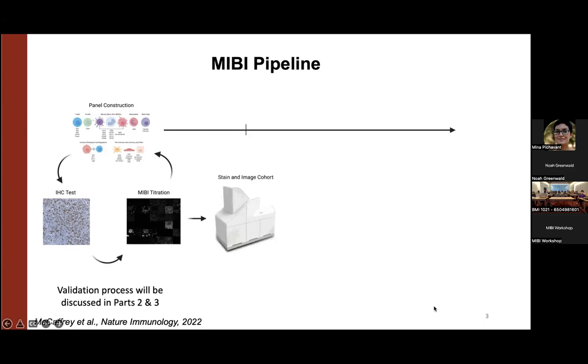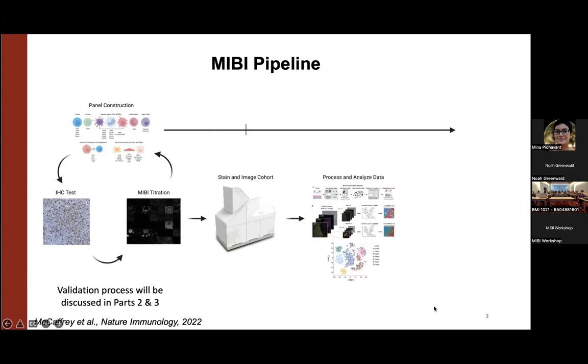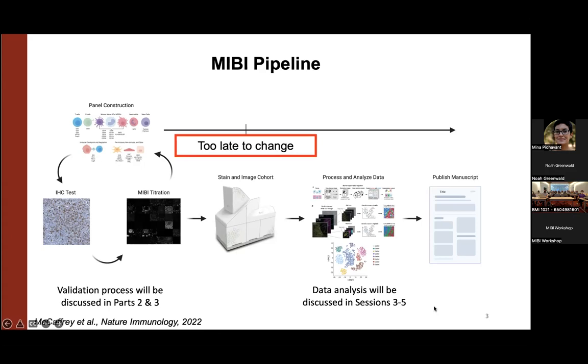But then once this is validated, you can then go ahead and stain an image on the instrument. And then you can go through the level processing pipeline and data analysis that will also be discussed later on in the workshop. And then eventually you can publish your manuscript. However, at this stage, when you stain an image to your cohort, it's too late to change the panel. And so that's why it's really important to think carefully about what is in your panel during that initial validation stage.